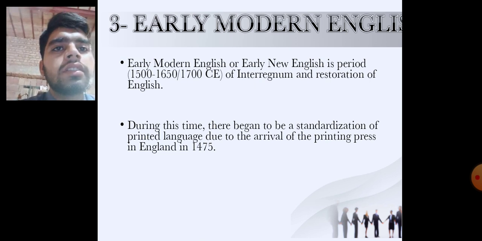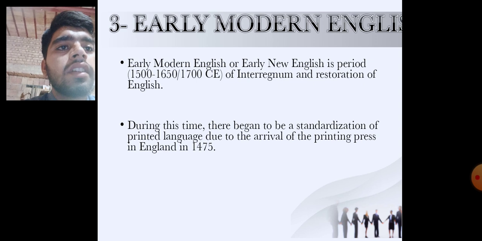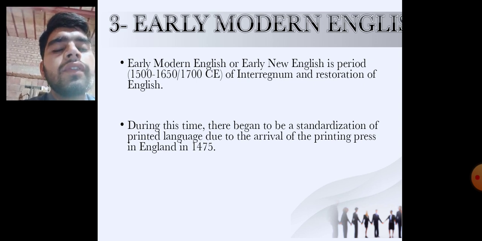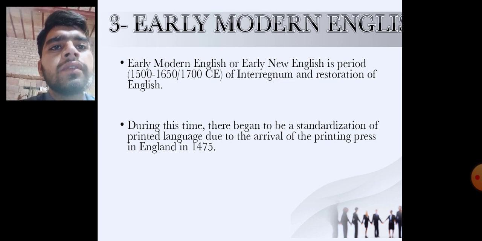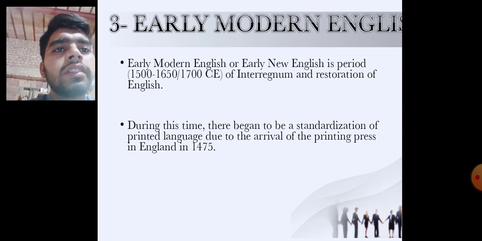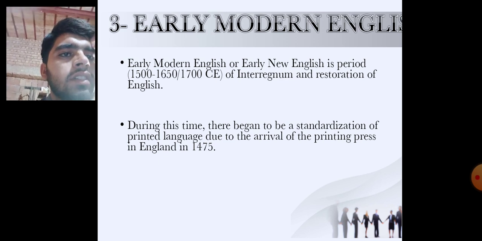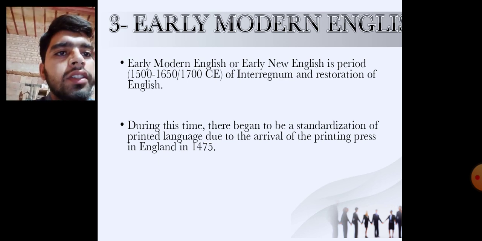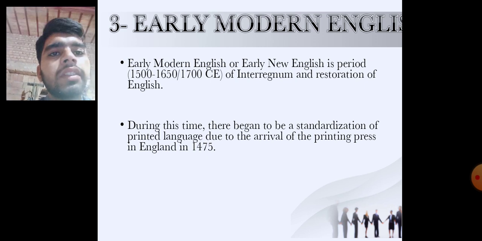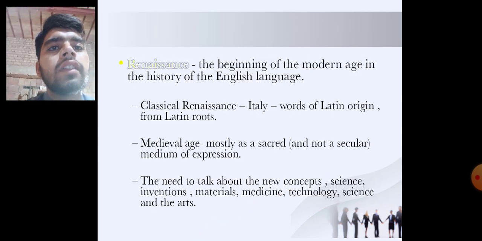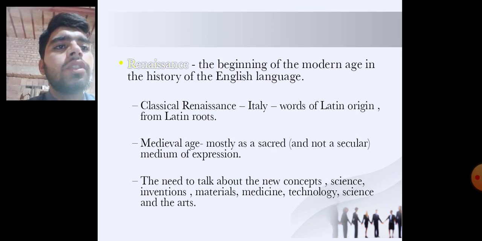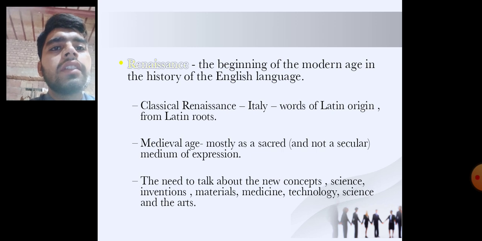Early Modern English. The Early Modern English or early New English period is from 1500 to the 17th century, a period of integration and restoration of English. During this time, there began to be a standardization of printed language due to the arrival of the printing press in England in 1475. Renaissance: the beginning of the modern age in the history of the English language.